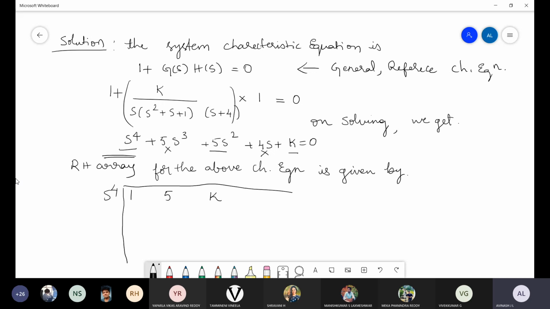Okay. So now in the next row we will take the s cube. The coefficient is 5. We'll skip 1. So next is what? 4s, that is the coefficient is 4. And for the next one, you just put a dash mark. So this is the first step. Okay, this is the first step. Is it clear?